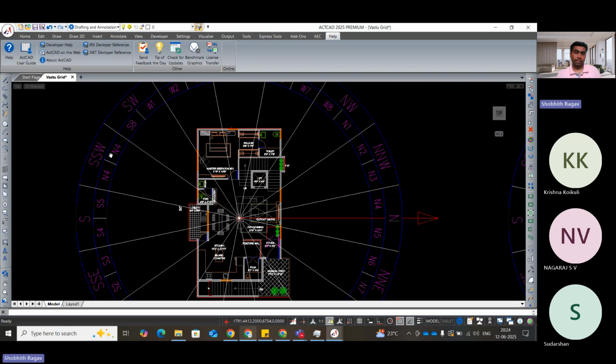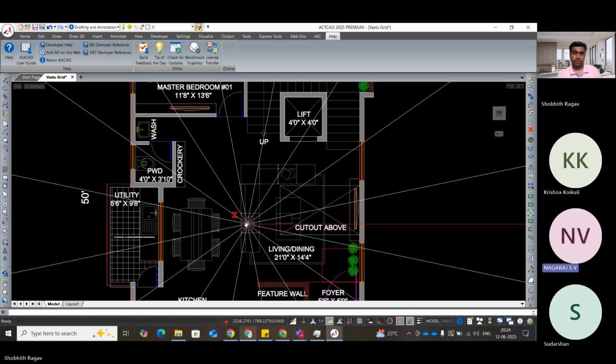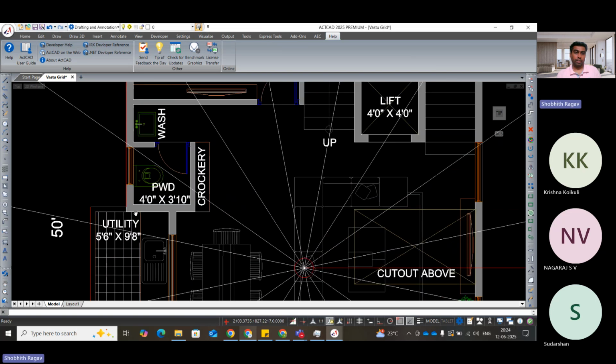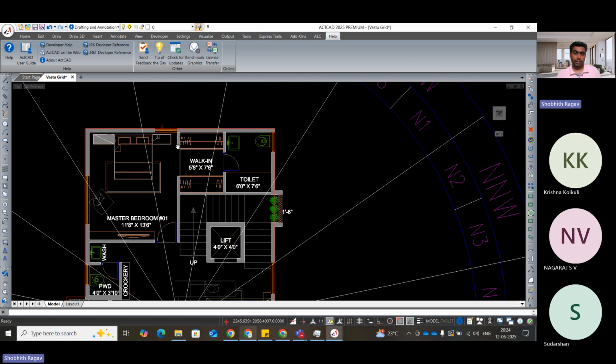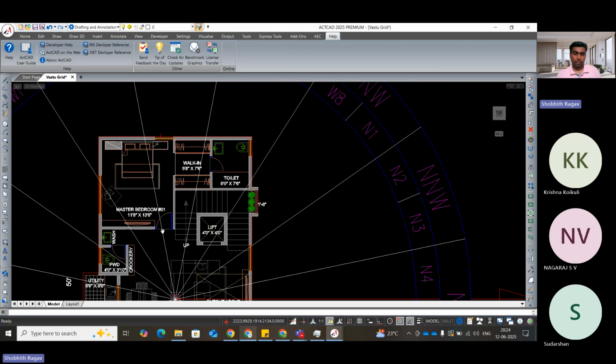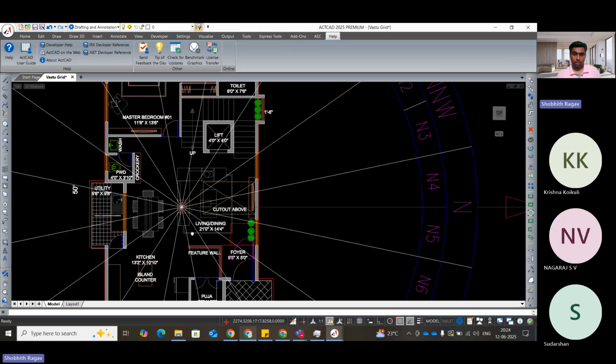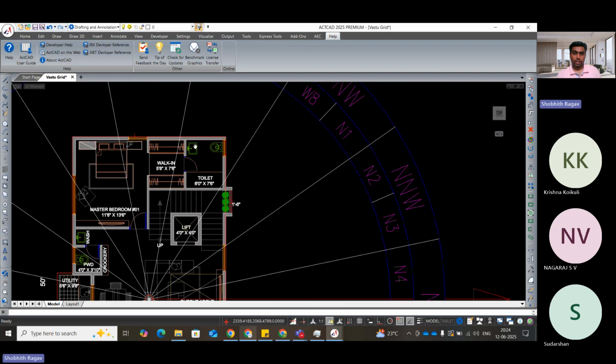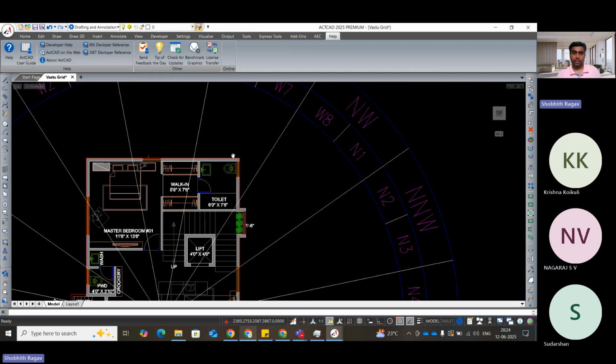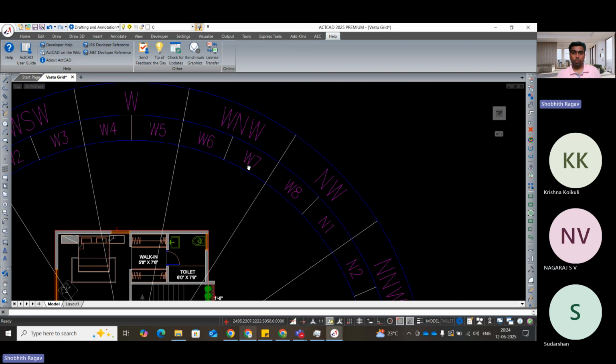S4, S5, S6, S7. So this is falling in S7. Okay, this S7 is fine because it is south of southwest. Then we have, I think in this floor, there is only one toilet. Okay, there is a second toilet here. This is the seat. This is falling in west northwest W7. This is also a perfect zone for toilet, west of northwest.